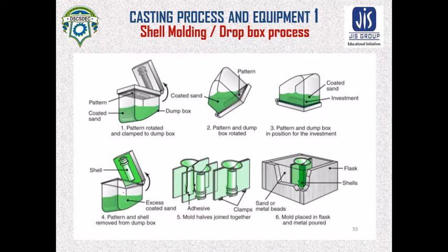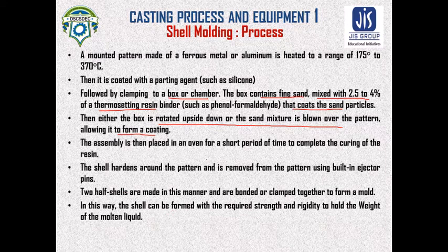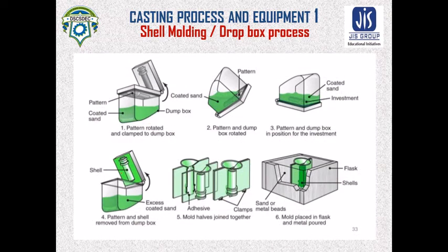this pattern is placed in the oven for a short period of time for the complete curing of the resins. Then the two halves of the shells, the shell and pattern, are removed from the box, and by adhesive or clamp the two halves are joined together like this, and we get our complete mold.